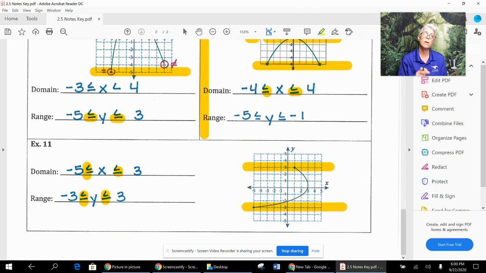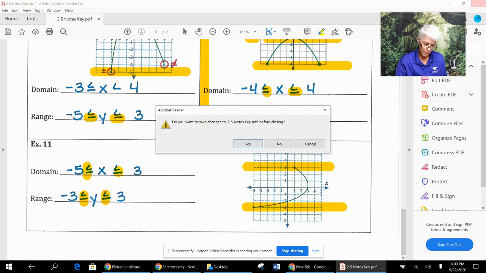I'm going to move on to the Delta Math assignment. So you're going to see how you're going to be practicing this. I thought that would be a great idea if I can actually get it to work.